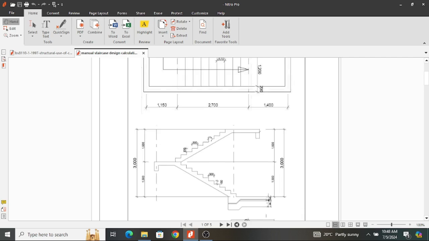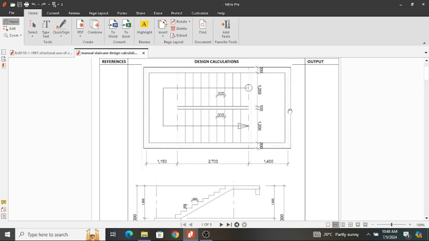So I have cut my staircase at this section, therefore I'm going to design this bit because this bit is getting its supports from the beam that we have here and the other beam that we have here, which is also happening for this section.